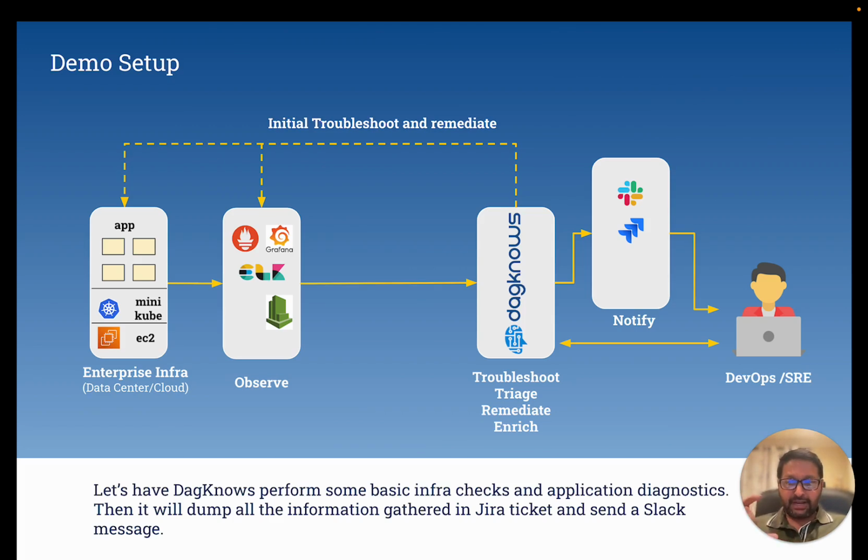So we have this entire thing running on an EC2 instance and a Minikube, and we want to troubleshoot problems with it. And I'll show you how DagKnows can help you execute workflows that go ahead and troubleshoot all these issues and enrich your alert to a point where it's very easy for the engineer to make sense of what's going on and resolve the issue. All right, let's begin with the demo then.